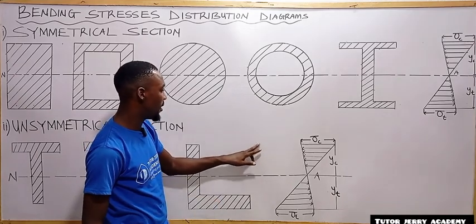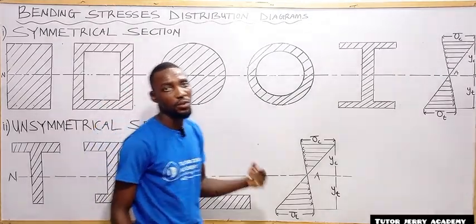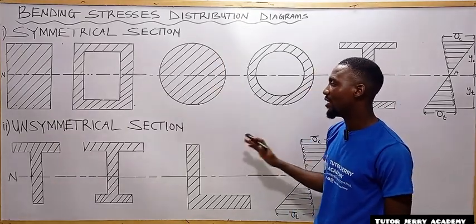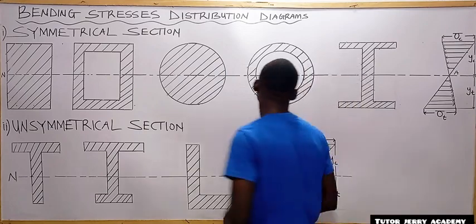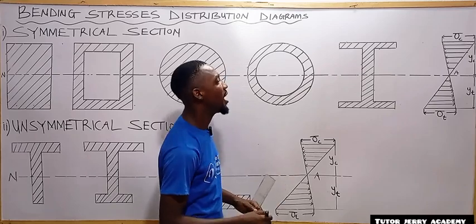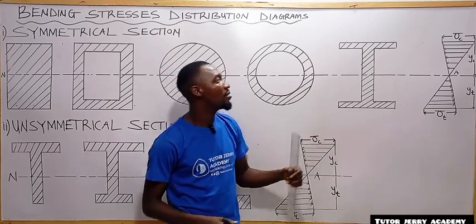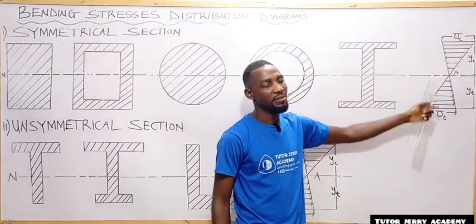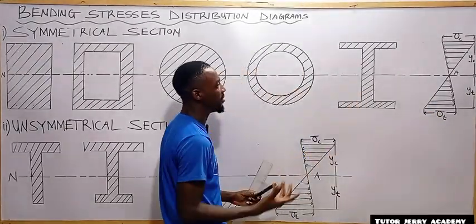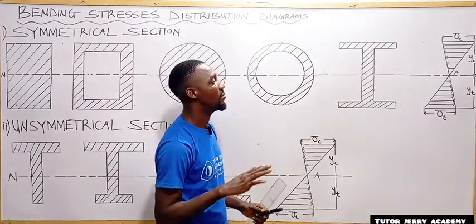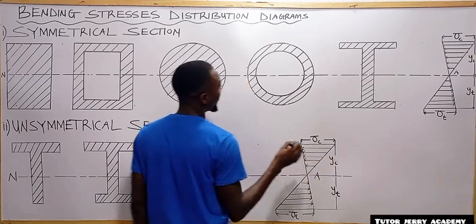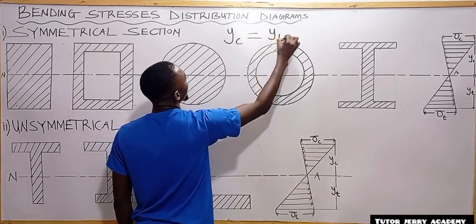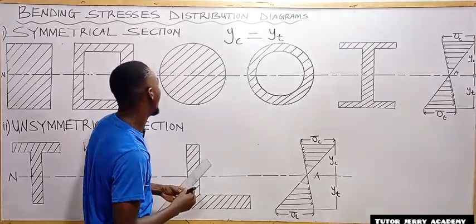All right. And again, what we need to note here is the critical difference between this symmetrical section and unsymmetrical section. Their major difference is that here the distance from the neutral axis to the outermost part or layer, anyone you want to say, will be equal for a symmetrical section. That is, our y subscript t will be equal to our y subscript c. So here we are going to have y subscript c equal to y subscript t.